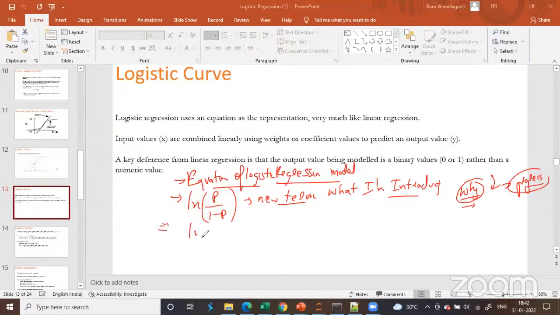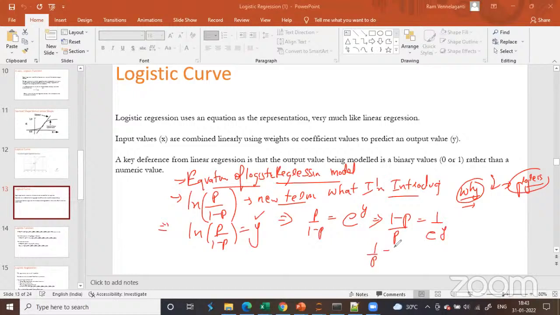Now what I'm going to do is equate it to y. Log of p by 1 minus p, I'm going to equate it to y. Now observe the result we are going to get. p by 1 minus p can be written as e power y. Take the reciprocal: 1 minus p by p is equal to 1 by e power y. 1 by p minus 1 is equal to 1 by e power y. 1 by p is equal to 1 by e power y plus 1. 1 by p is equal to 1 plus e power y by e power y. So p is equal to e power y by 1 plus e power y.